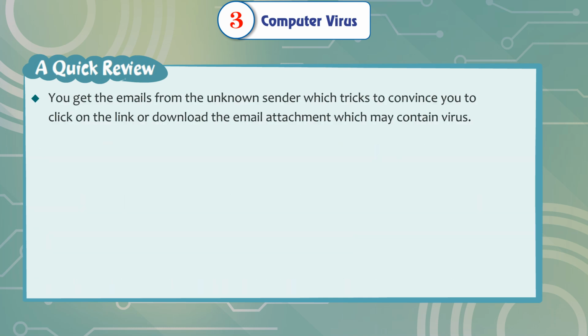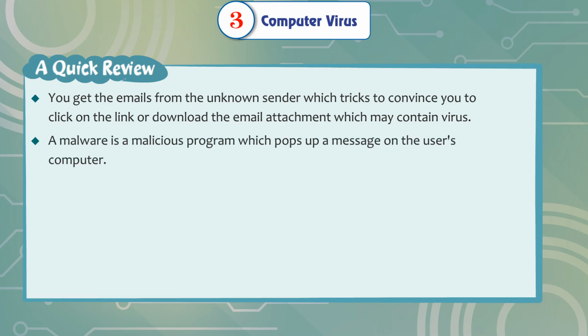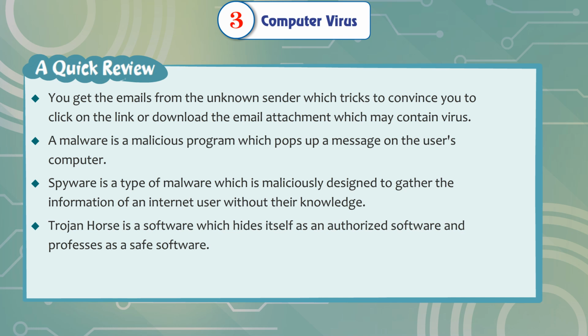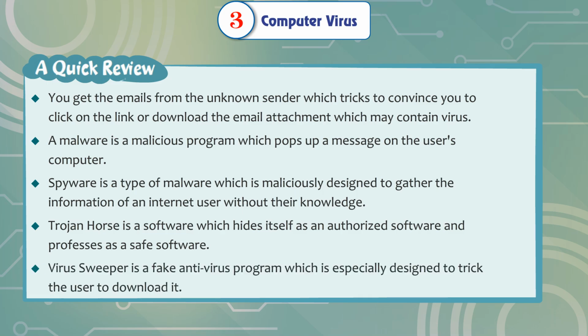You get emails from an unknown sender which try to convince you to click on a link or download an email attachment which may contain a virus. Malware is a malicious program which pops up a message on the user's computer. Spyware is a type of malware which is maliciously designed to gather the information of an internet user without their knowledge. A Trojan horse is software which hides itself as authorized software and professes to be safe. Virus Sweeper is a fake antivirus program which is especially designed to trick the user into downloading it.